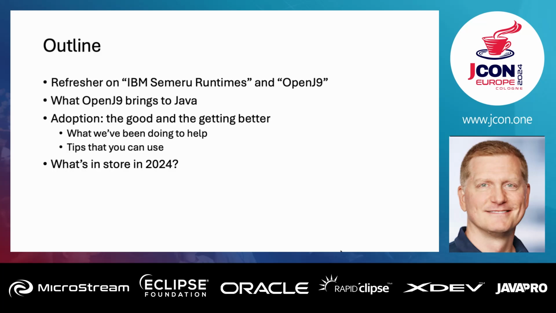The things that have been good about adoption, the things that we've been doing to try to help people use OpenJ9 more effectively, and some of the things that haven't been working so well, and what we're trying to do to make them better. And finally, I'll give you a very brief peek at things that are coming later in 2024 as part of the ongoing development of this JDK and the JVM.